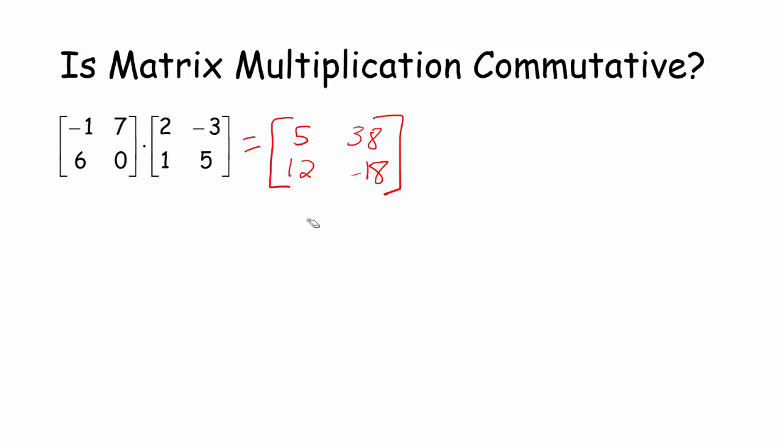But notice that's not the matrix that we got in the first example. So the order in which you multiply matrices does matter. Matrix multiplication is not commutative. So the answer to that question, is matrix multiplication commutative? No, it is not. So matrices are a little bit more complicated than numbers. You have to be really careful when you're performing your operations, but I know you're going to do great, and good luck.